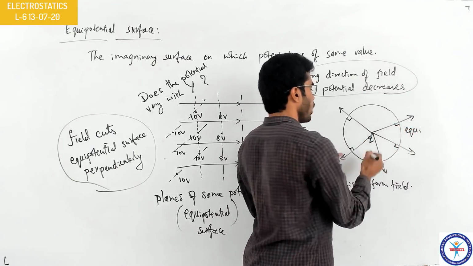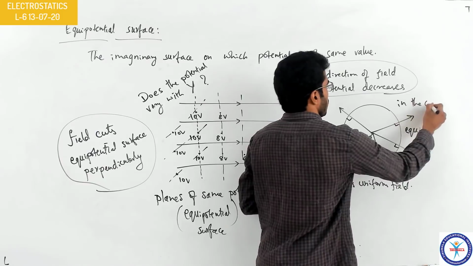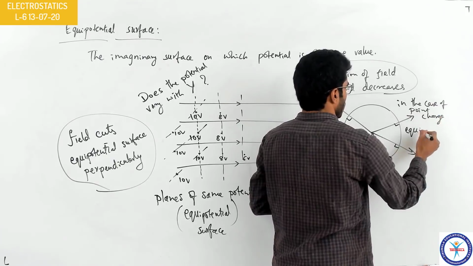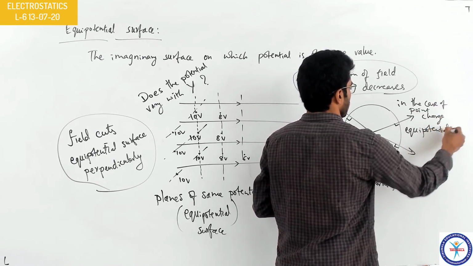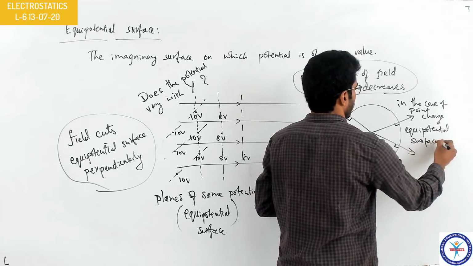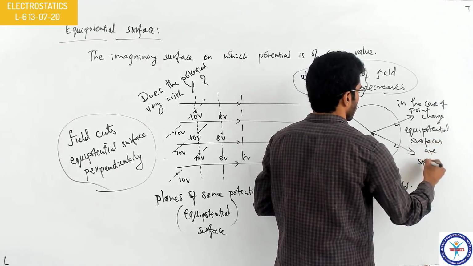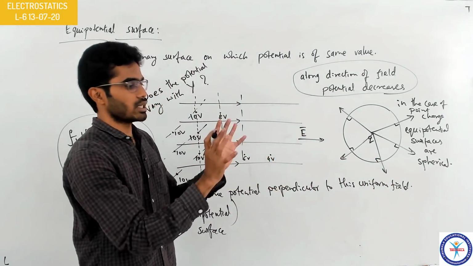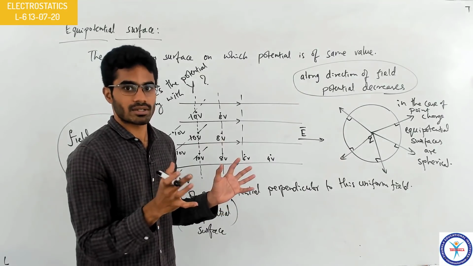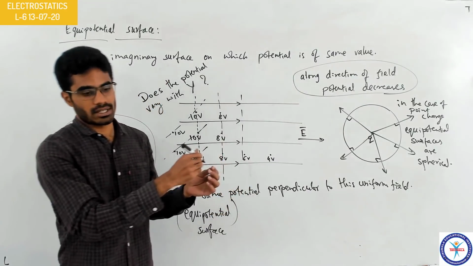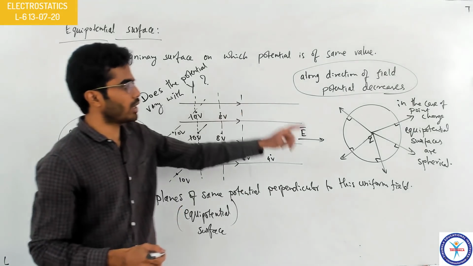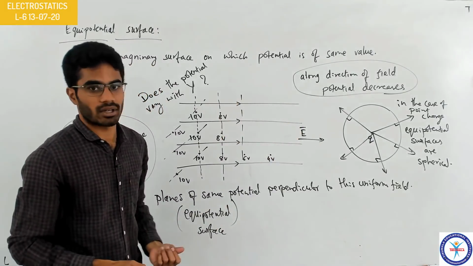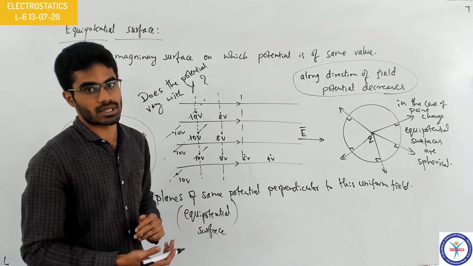So in the case of point charges, equipotential surfaces are spherical. You can imagine imaginary shells around the point charge, and you will see that the field is intersecting them perpendicularly everywhere. At any point on the sphere, this radial vector is cutting it perpendicularly. Such a surface is an equipotential surface.